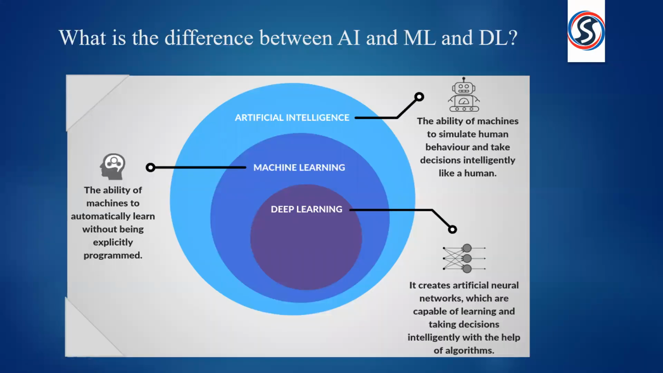Now, we will learn about the difference between AI, ML and DL. Okay, I have told you that data science is a subset of AI.